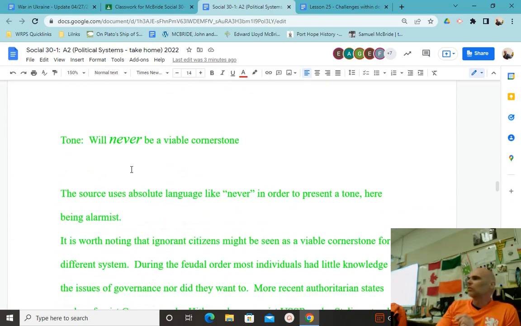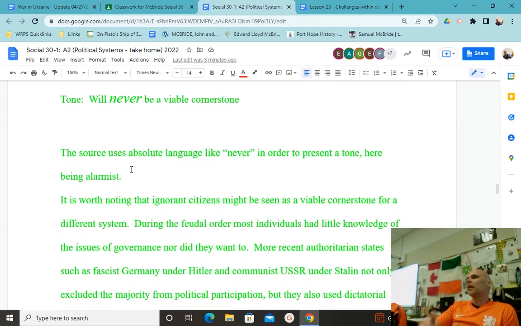Now we can talk about tone. Added to the perspective shown here is a clear tone. The source uses absolute language like never in order to present a tone, maybe an alarmist or an urgent tone. This is never going to work. It's an absolutist term, right?